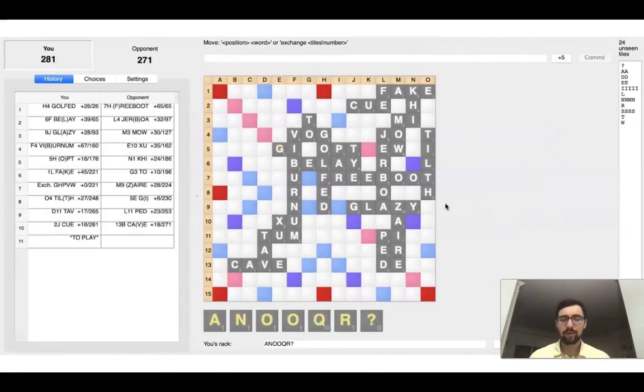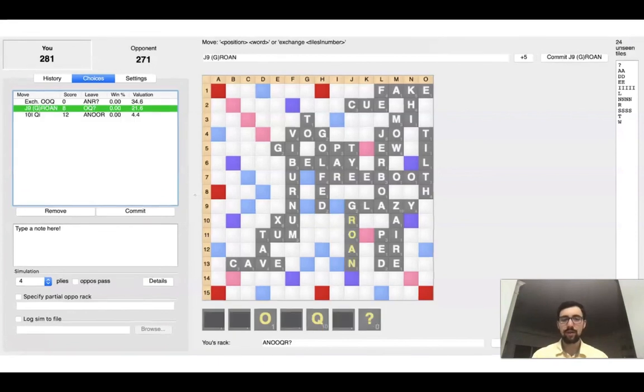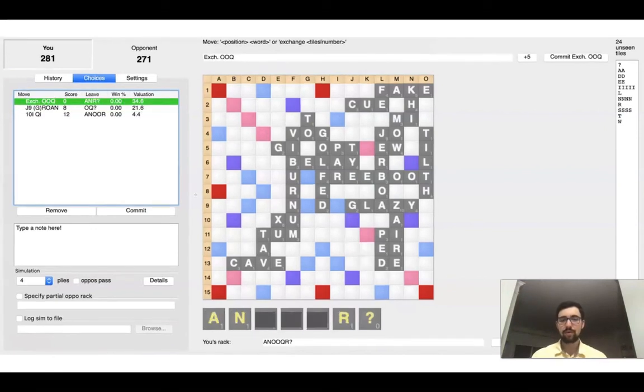Now let's look at a slightly different position with the same rack. Here you'll notice that QUOTA is no longer available and neither is QI. So our options here are a little bit different. One option is to play the word QI, making GI, which gets rid of the Q and scores 12 points, but also loses our blank. Another option would be to play the word GROWN from the G, which scores 8 points, but it keeps the Q as well as the blank. And finally, a third option would be to exchange 3 of our tiles, our 2 O's and our Q, to keep the blank while also getting rid of the Q.